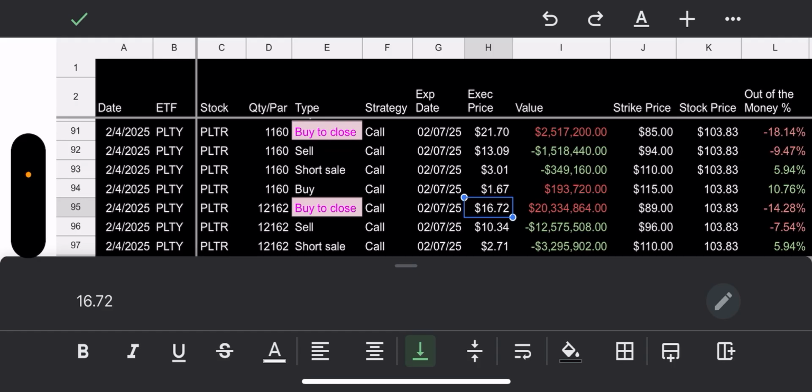All right, so what they did is they closed out those trades, and what did they do? They actually kept it in the same week. So they rolled the strike price up from 85 to 110. So yeah, the credit calls.